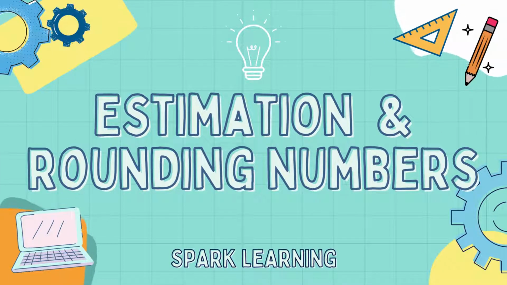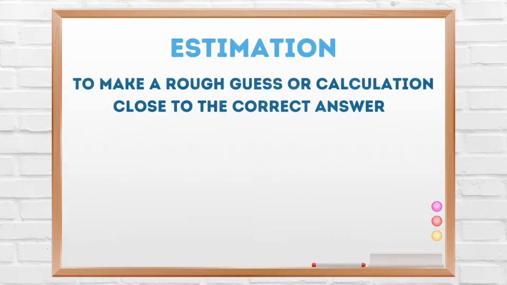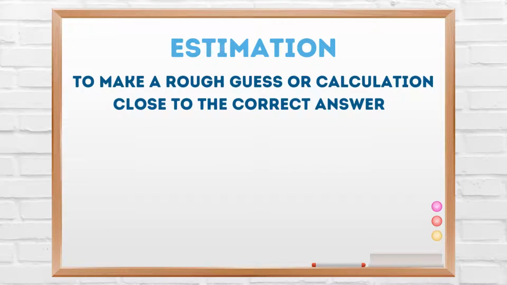In this video, we will explore estimation and rounding strategies to check the reasonableness of answers. Estimation is a practical skill and is often used in real life. It means to make a rough guess or calculation that is close to the correct answer.